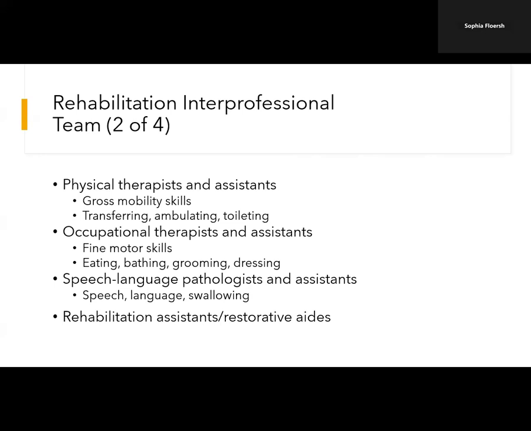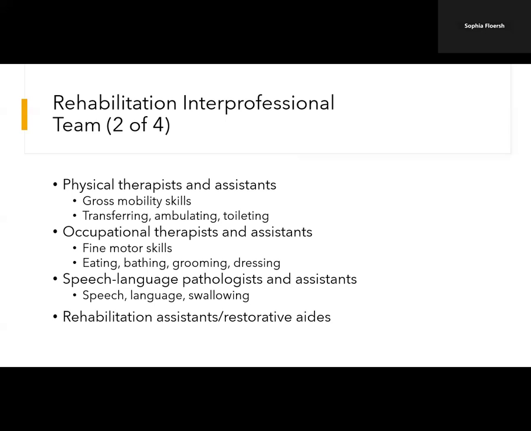Gross mobility skills. So this is basically teaching them how to physically walk, transfer, ambulate, toilet. So how are they going to physically go from being in the bed to the bathroom? It's a very important job. And what I will say is whenever you see physical therapy going into a room, if you get the opportunity to watch them, do so, because they are very good at showing body mechanics.